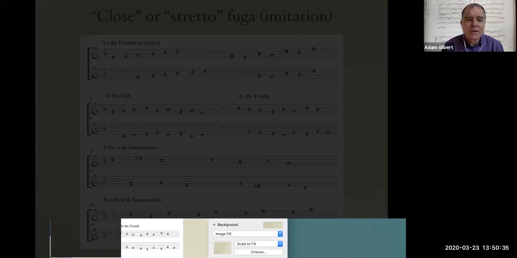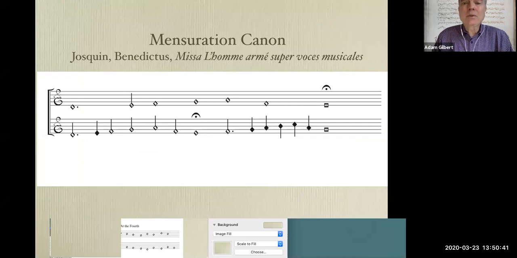Okay, so here's another kind of canon or imitation, which is mensuration canon, mensural canon. This is from Josquin, Missa L'homme armé super voces musicales. That's where you have one melody, and you do the same melody at a different speed at the same time. And once you've done those first four notes, then the rest is just gravy. He just adds whatever works for those added notes. Here it goes.